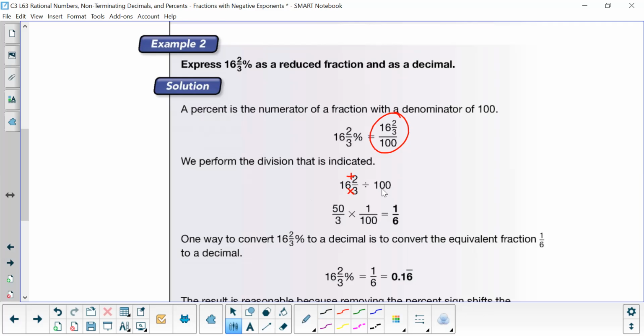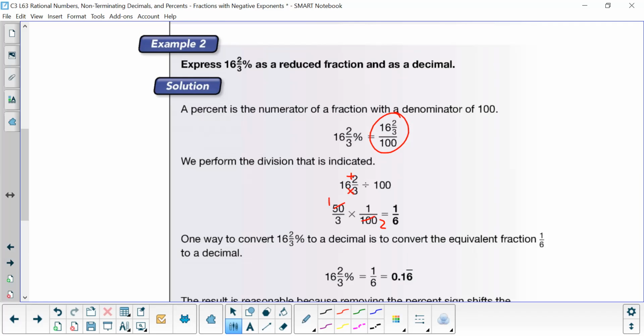And then I'm dividing, so I'm multiplying by the reciprocal. So the reciprocal of 100 is 1 over 100. So I would do 50 divided by 3 times 1 over 100. I could simplify my life here by doing some canceling, and I see I get 1/6. So that is the fraction method.